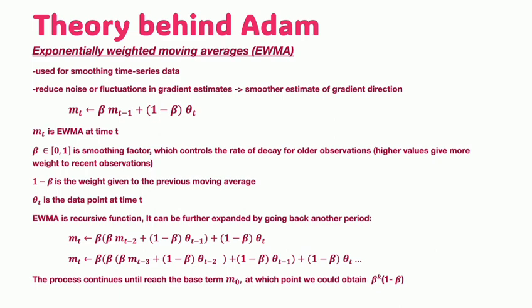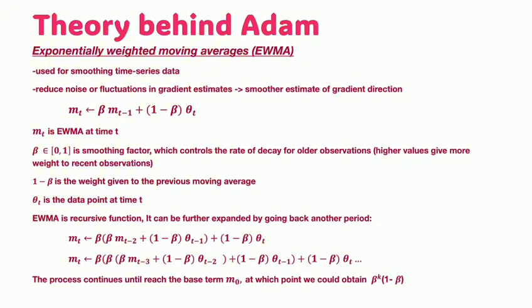First of all, before moving into the ADAM algorithm, we need to know what is exponentially weighted moving average. It is a theory behind ADAM, which is commonly used for smoothing time series data. This helps reduce the noise or fluctuations in gradient estimates, providing a smoother estimate of the gradient direction.